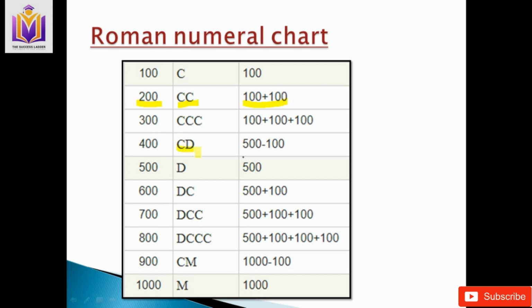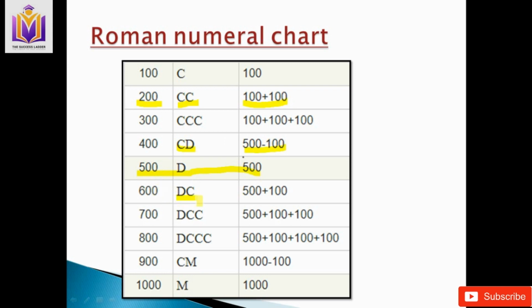Now, we can't repeat any letter more than 3 times. That's why we write here CD as 400, because we can't write C 4 times. We can only write a letter up to 3 times. So that's why in order to write 400, we always use CD. How CD? Because here the smaller number is before the greater number. So here we will subtract it. So 500 minus 100, it will become 400.